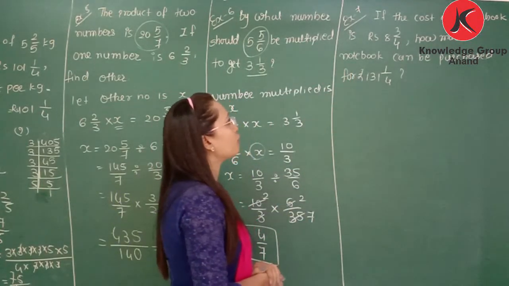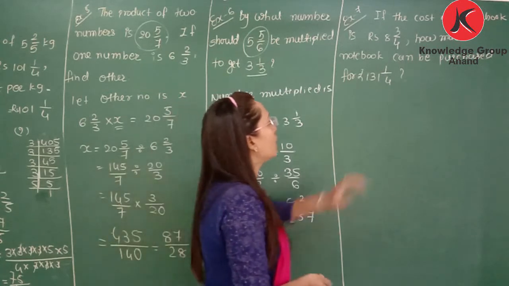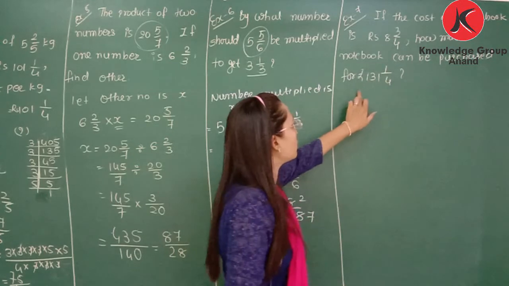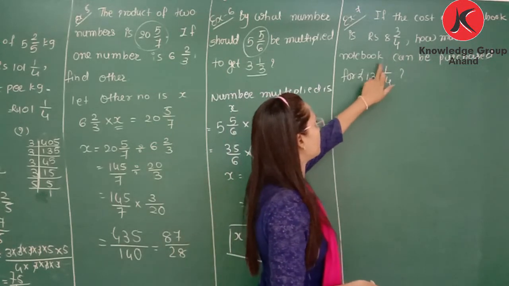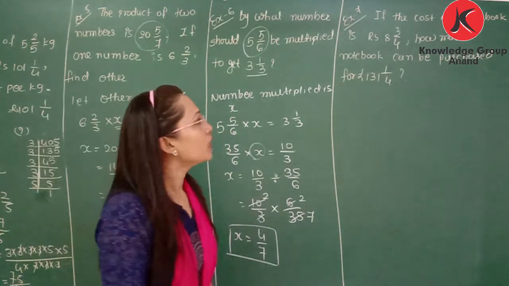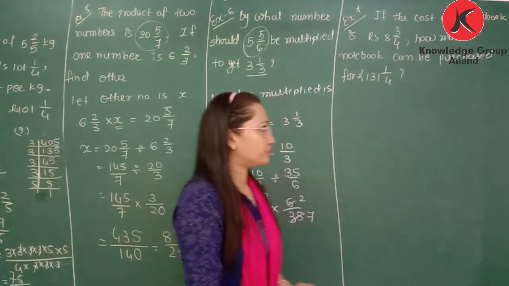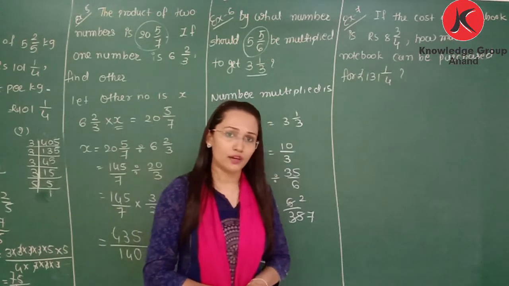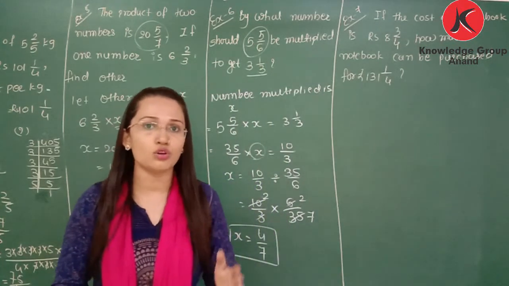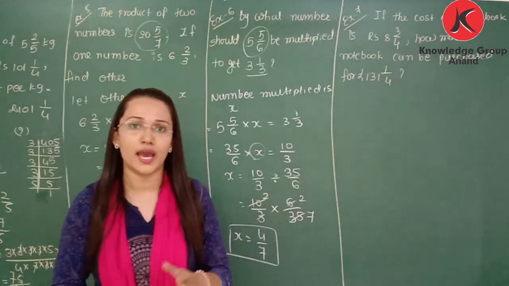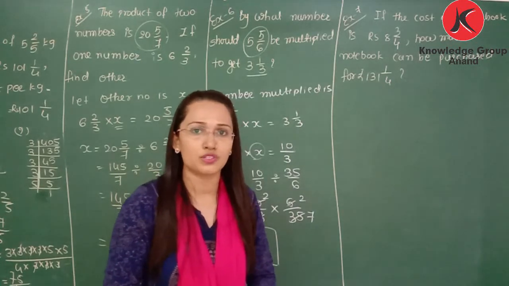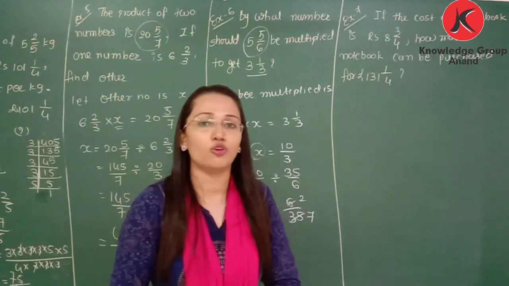If the cost of a notebook is rupees 8 3 by 4, how many notebooks can be purchased for rupees 131 1 by 4? Okay, let's take a simple example. If the cost of one notebook is 10 rupees and we have 100 rupees, how many notebooks can we purchase? We can purchase 10 notebooks.